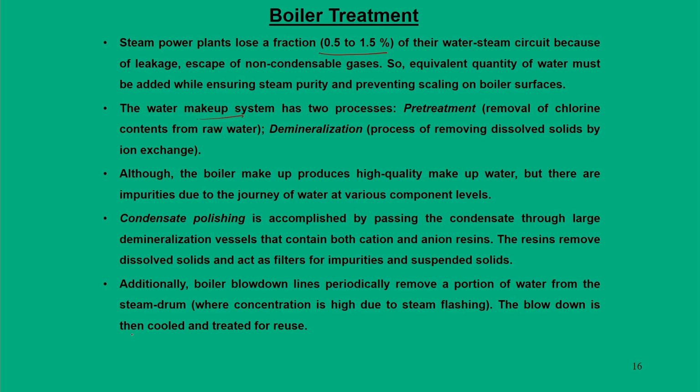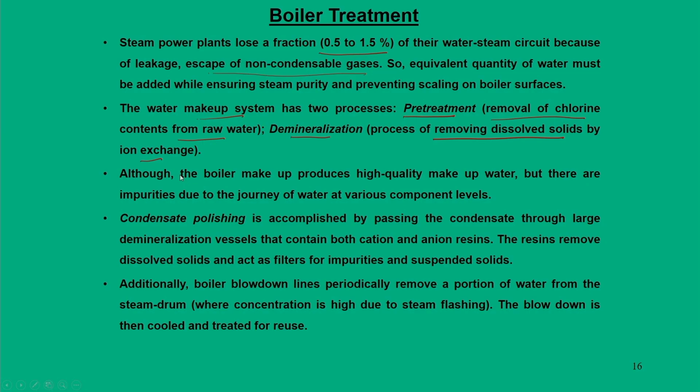The water makeup system requires pre-treatment, which means removal of chlorine from the raw water. Another step is demineralization, a process that removes dissolved salts by ion exchange. We also require high quality steam, which means in the thermal circuit we must reduce the non-condensable gases. At the end, the boiler makeup produces high quality makeup water, but there are still impurities picked up in the journey of water through various components. For example, this is one part at the boiler end, and again at the condensate polishing.